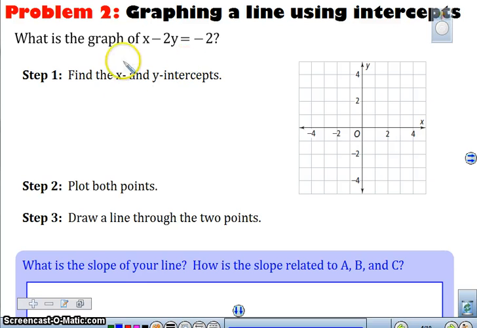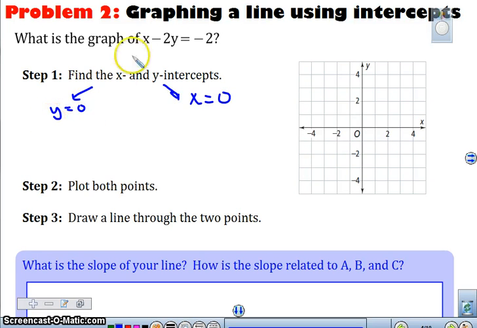Graphing using intercepts. The nice thing is when you know your x and y intercepts, you can simply plot those two points. So when an equation's in standard form, instead of getting it in slope-intercept, we want to find the x-intercept. The x-intercept is when y equals 0. The y-intercept is when x is equal to 0 and you solve the equation.